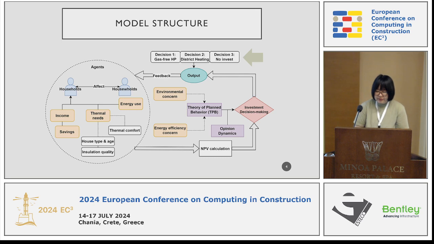The agents are faced with three primary decisions: to invest in a gas-free heat pump, or to join district heating with gas, or to keep the current heating system, which means no investment. These decisions are shaped by the agent's different concerns and the financial assessment. And we have feedback mechanisms, which are used for reflecting the evolving preferences and social norms as agents interact and make investment decisions.